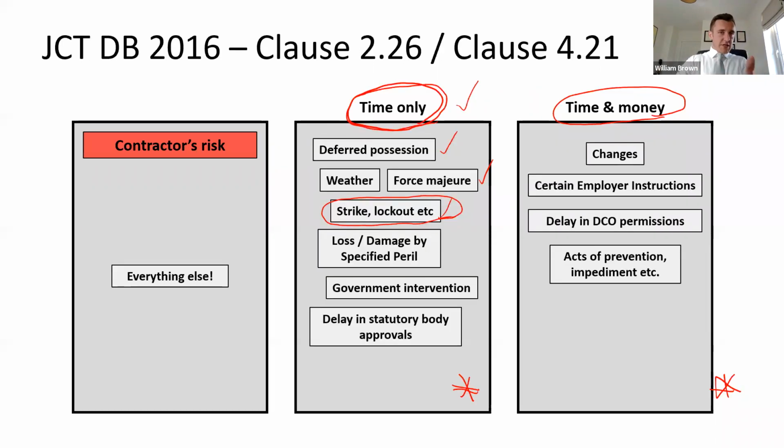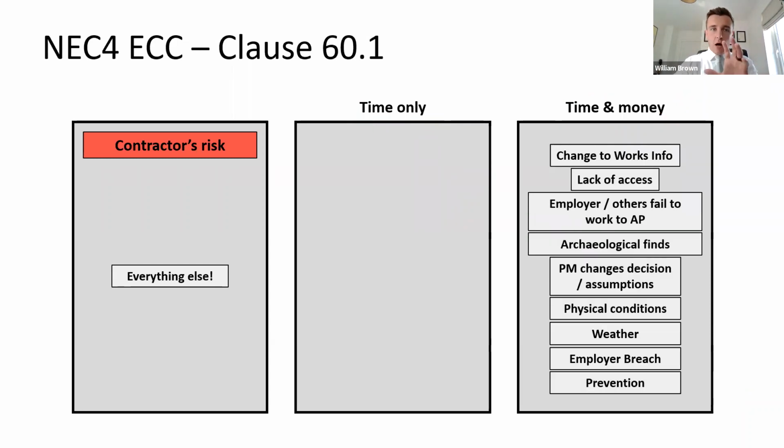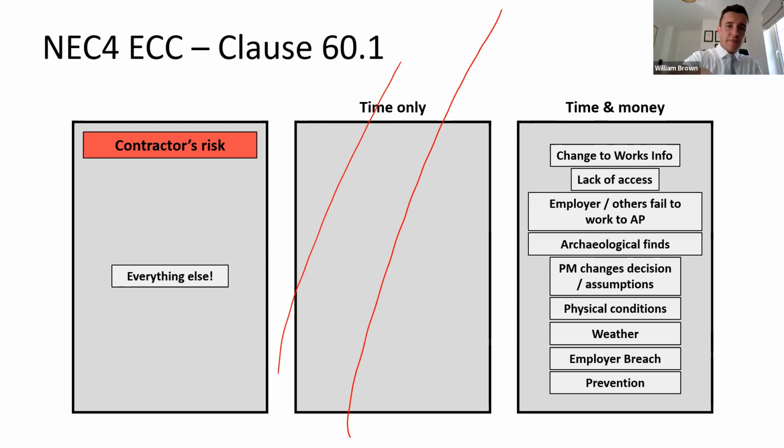So on the other side of this coin, you have the JCT here, where you've got this split between time-only and time and money events. Under the NEC, that split doesn't exist. So again, this is the only contract that I'm aware of that does it in this way. All of these employer risk events, all of these relief events are time and money. So if they occur, they will allow the contractor to claim both an extension of time and all of the money that goes along with that: prelims, disruption, prolongation, etc.